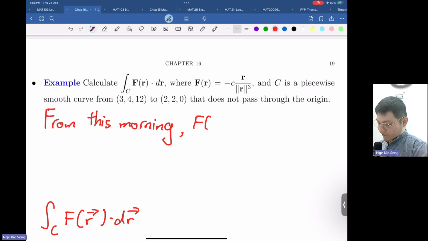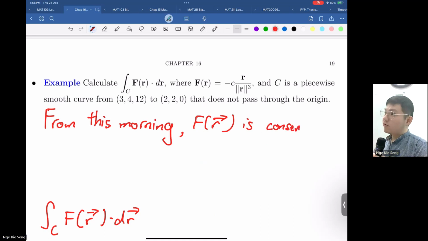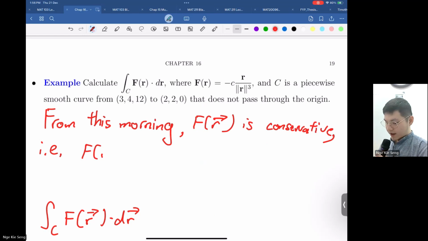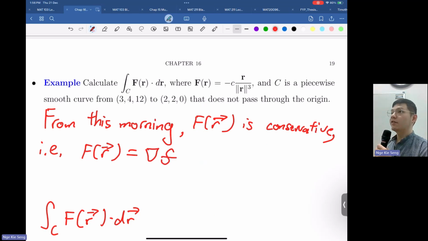From this morning, we know that F is conservative. What does conservative mean? That is, F equals the gradient of some scalar field. Correct? Remember?